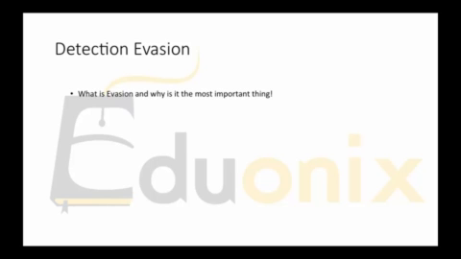Detection evasion. What is evasion and why is it the most important thing? Well, basically you don't want to get caught, and also if you are testing an intrusion defense system or a detection system or even a prevention system, if you can slip in and out of a system unnoticed, then you've done your best to fool them.